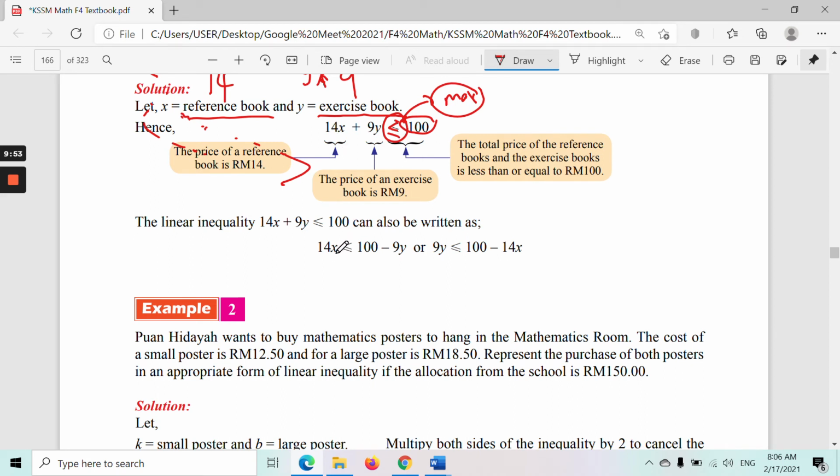So this one you also can rearrange to become like this, but I recommend you write it down like this, better: xy and then the number at the back. You see, some of the students will write x here, and then bring this y to the right hand side, so it will become 100 minus 9y. Or some students bring this one to the back, it becomes 9y less than or equal to 100 minus 14x. These three are equivalent, but I recommend you write this one like this.